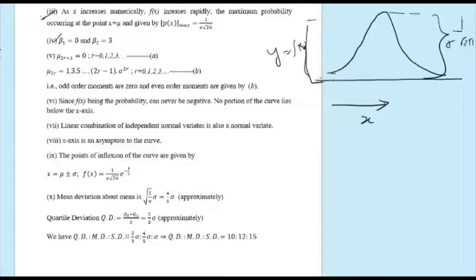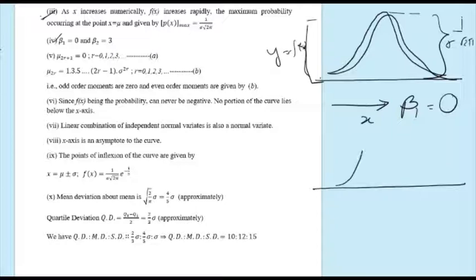Beta 1 equal to 0 and beta 2 equal to 3. Beta 1 is the skewness of a distribution or a curve. Since the normal distribution curve is a symmetrical curve, it is neither positively skewed nor negatively skewed. So it's a symmetrical curve. For that reason, beta 1 equal to 0. And beta 2 equal to 3. That gives the kurtosis of a curve.